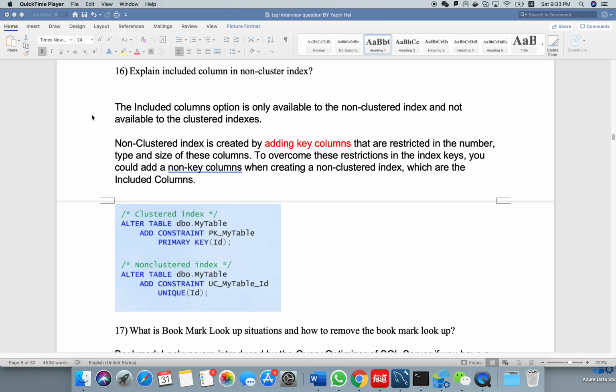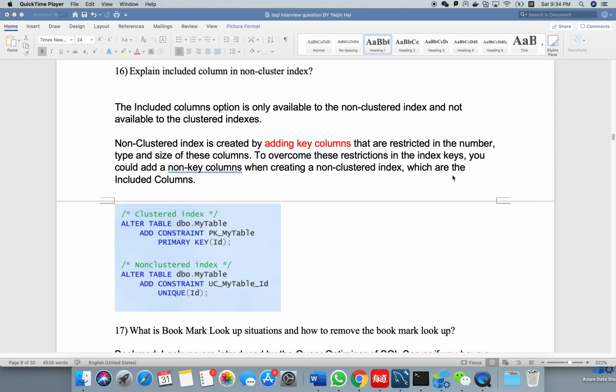Included columns are only available to the non-clustered index and are not available to the clustered index. When we create a non-clustered index, we add some key columns in the index, but they have some restrictions in the number, type, and size of the columns.